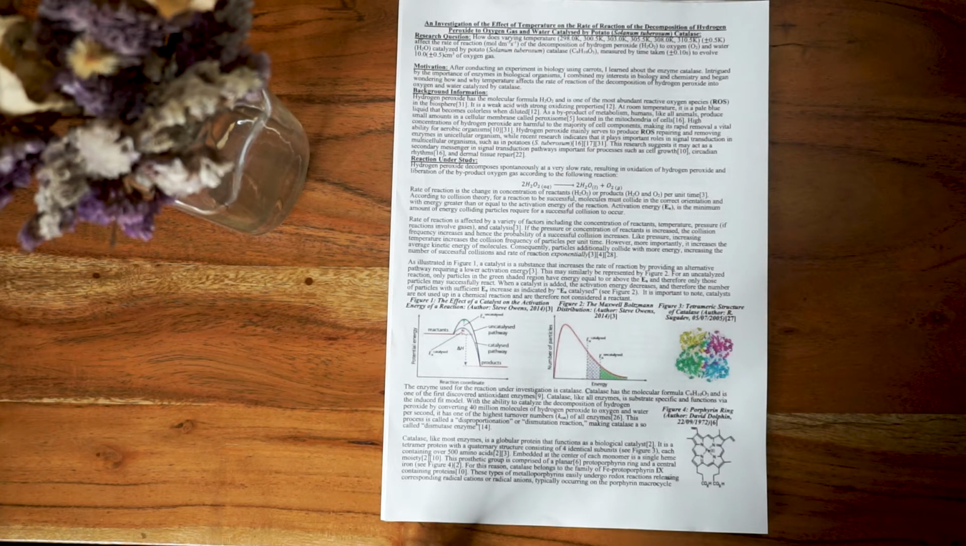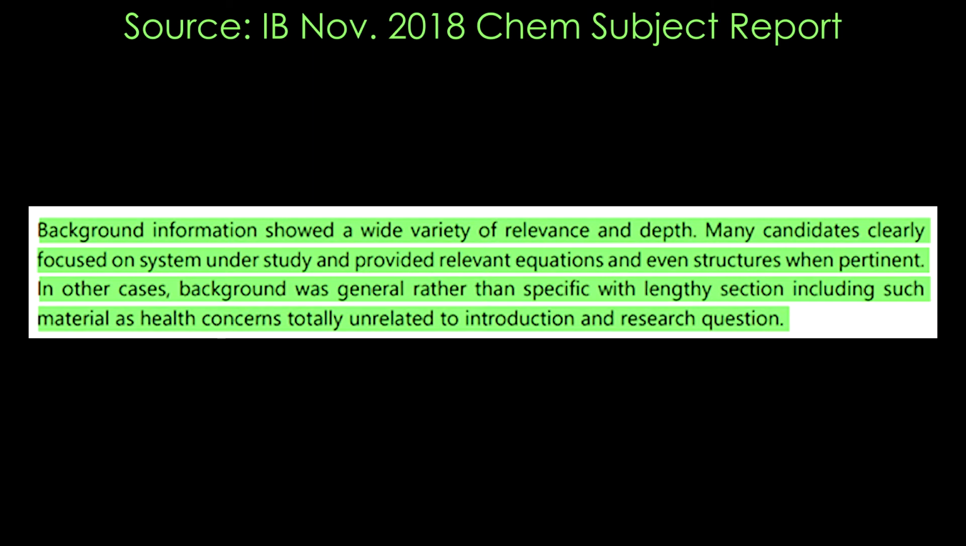Many students tend to sort of scratch the surface of random things related to their research question, but they don't go into depth about any of the things they talk about. As the IB stated, background information showed a wide variety of relevance and depth. Many candidates clearly focused on systems under study and provided relevant equations and even structures when pertinent. In other cases, background information was general rather than specific, with lengthy sections including such material as health concerns, totally unrelated to introduction and research questions.